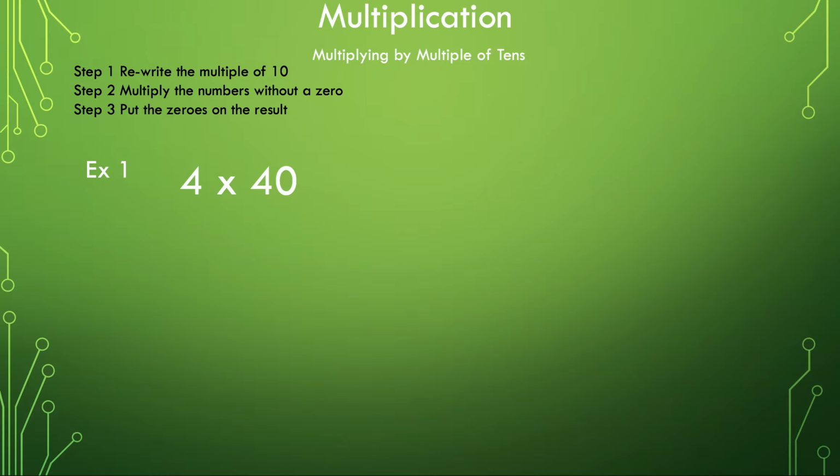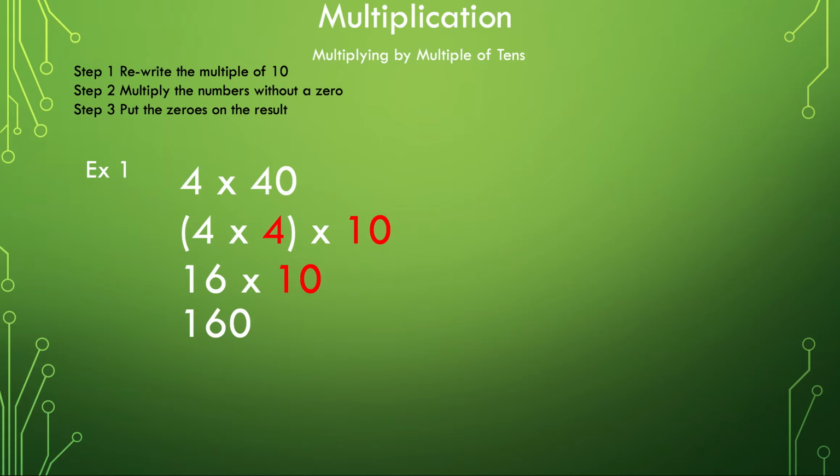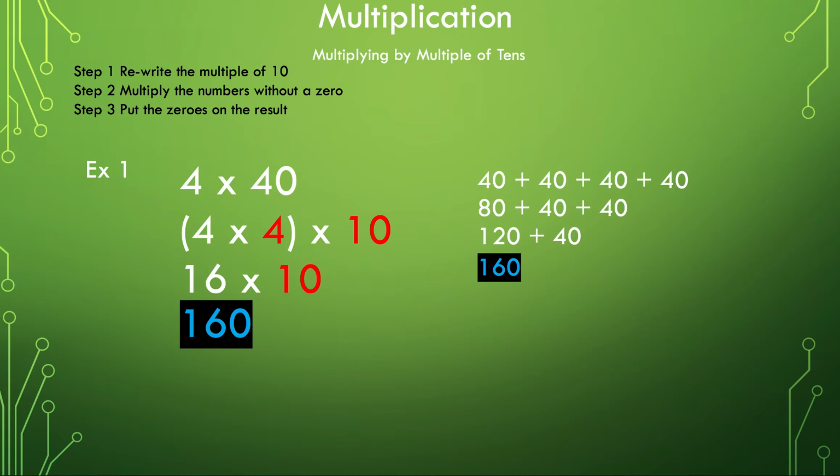Step 1, rewrite the 40. We've rewritten the 40 as 4 times 10. Now we're going to multiply. Put parentheses or brackets around the numbers that we're going to multiply, which gives me 16 times 10. Finally, since 10 has one 0, we're going to put a 0 at the end of 16 to get 160. We're going to go ahead and show you the adding way, just so that you can see why this method works as well. When we add it, you get 80, 120, 160 as your final answer.